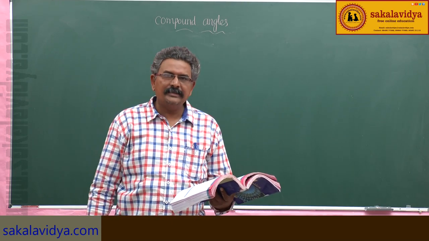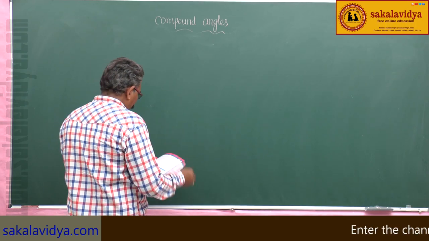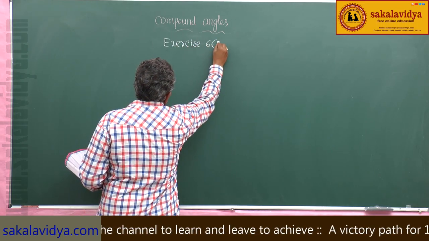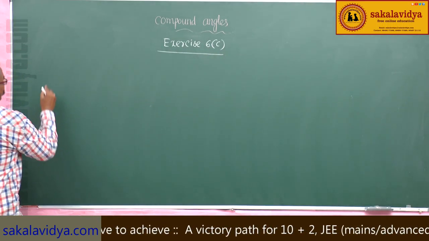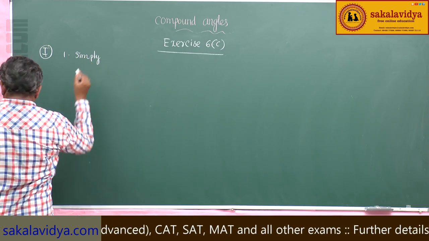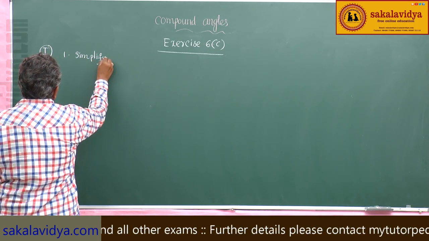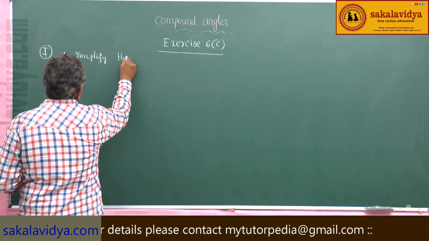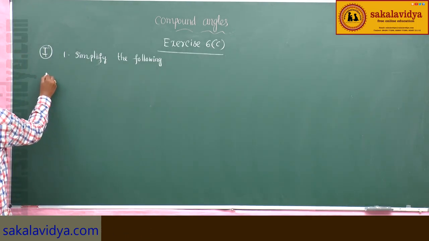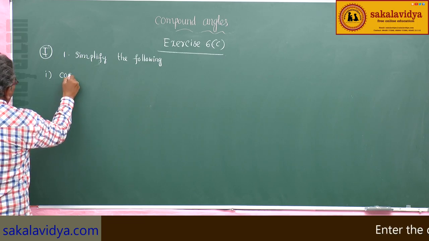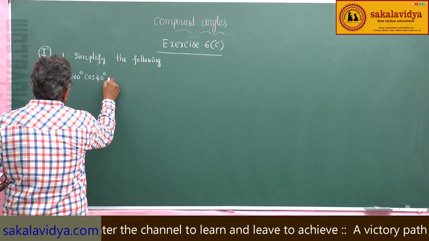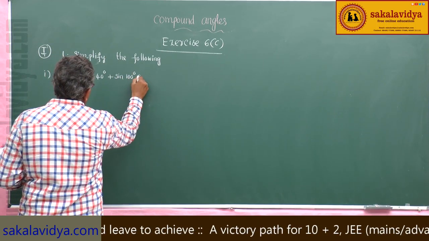Exercise 6C. First one, first bit, simplify the following. First one, cos 40 degrees plus sin 40 degrees.